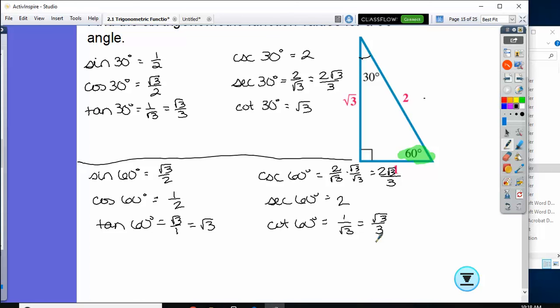Okay, trying to decide. There's one more special angle. I can either do that one now, or I can just stop and give you the first little bit of homework from this section. Can I do the last one? Last special angle, is that okay? Why not? Okay.